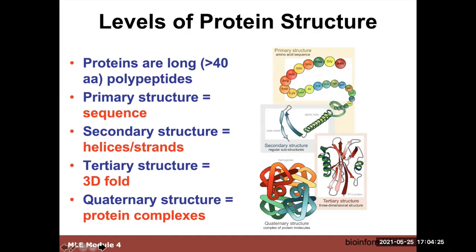The sequence of amino acids in a protein is called the primary structure. The formation of coils or spring-like structures or linear strands, those are secondary structures. The three-dimensional structure of a protein as it folds into collections of beta strands is called the tertiary structure. And then how proteins complex with each other, form aggregates, that's called the quaternary structure.